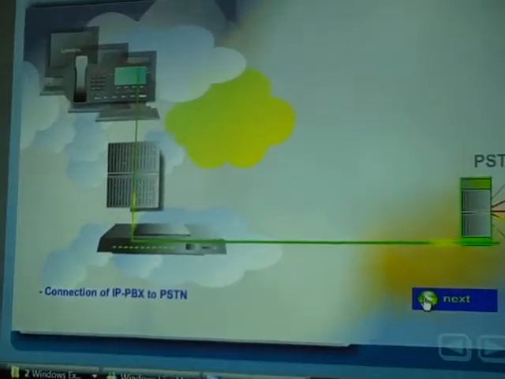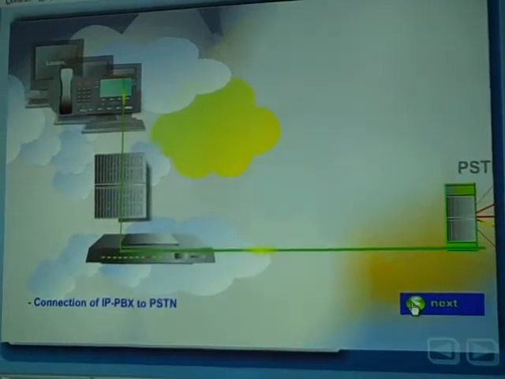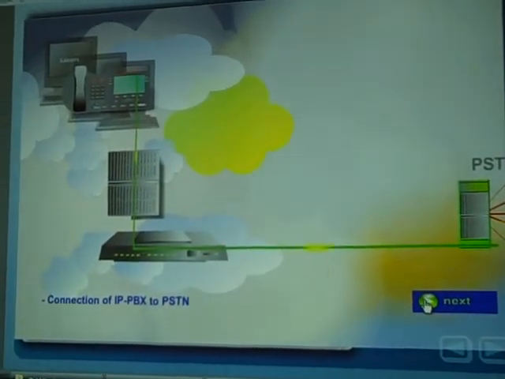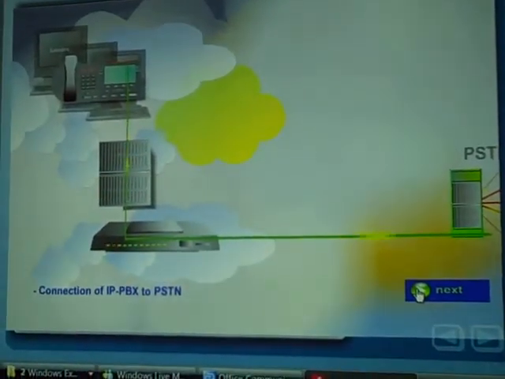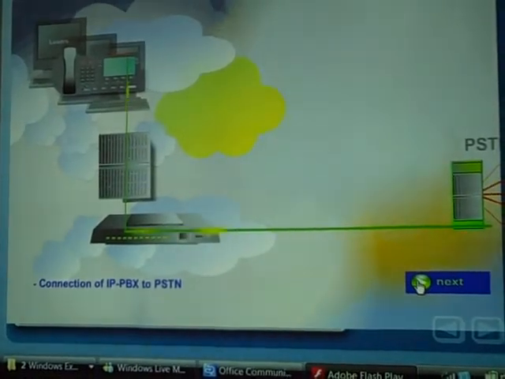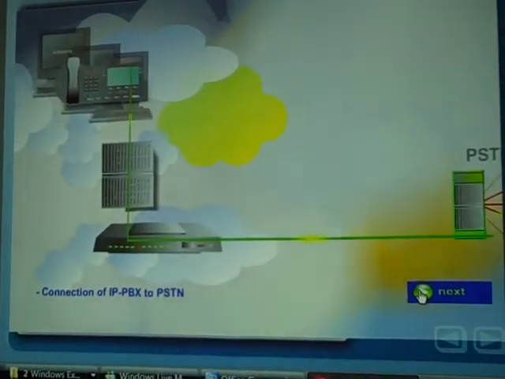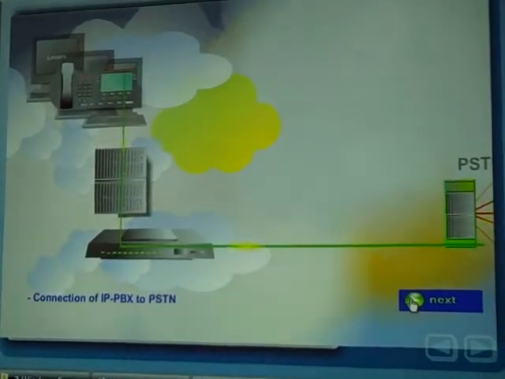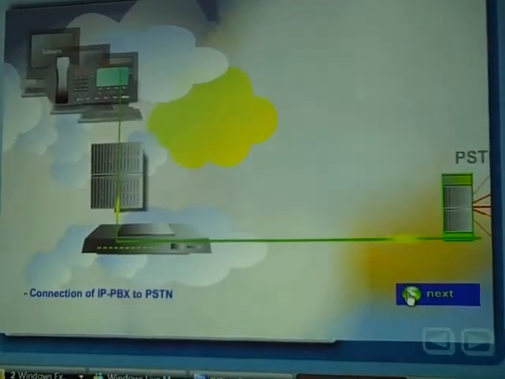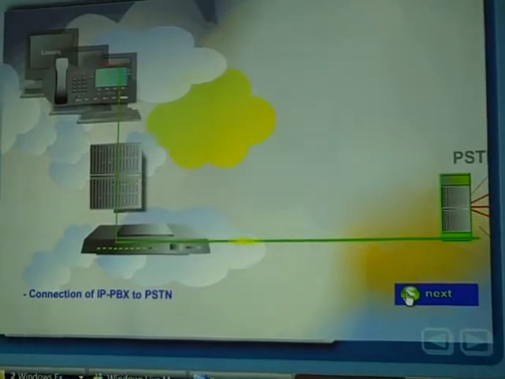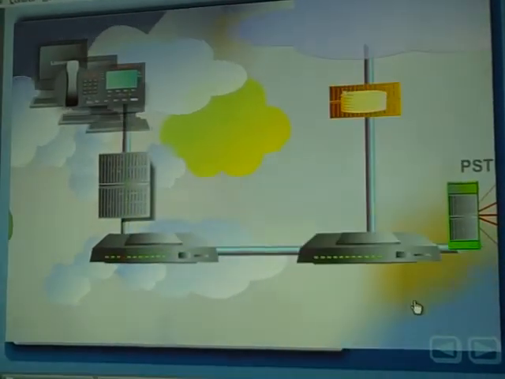Let's say we have a traditional IP PBX and we want to connect that to the PSTN. We can use the media gateway to provide that feature functionality. So in other words, the media gateway would support, let's say, SIP phones or IP phones through a traditional PBX into the PSTN. Again, the PSTN stands for Public Switch Telephone Network, or traditional telephony networks.